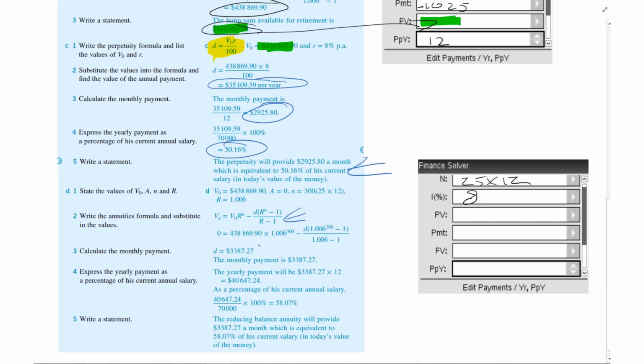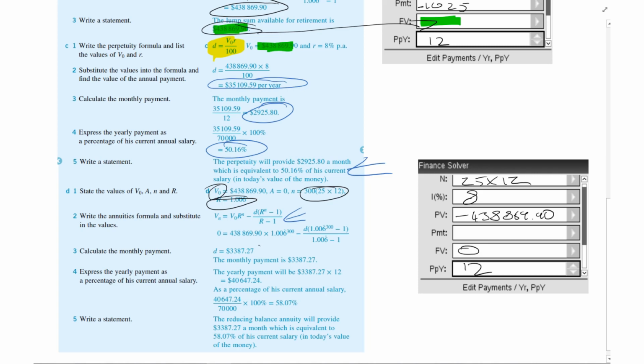So it's going to be that $438,000 value. I write that there as minus 438,869.90. That's this bit here we just did. We've talked about the R. Now our payment will end up being positive because we're getting paid that money. But our final value is 0 because after 25 years, no money anymore. And it's a monthly value, so that's going to be 12.